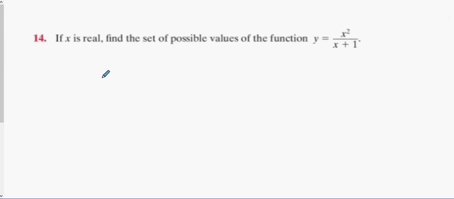The x value can never be minus 1. Why? It sets the denominator to 0 and then that's undefined. Are we cool with that? Alright, so x can't be minus 1. Find a set of possible values for this, alright?